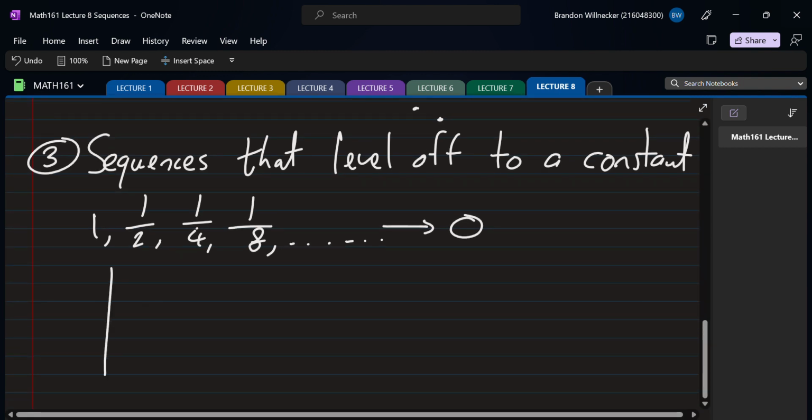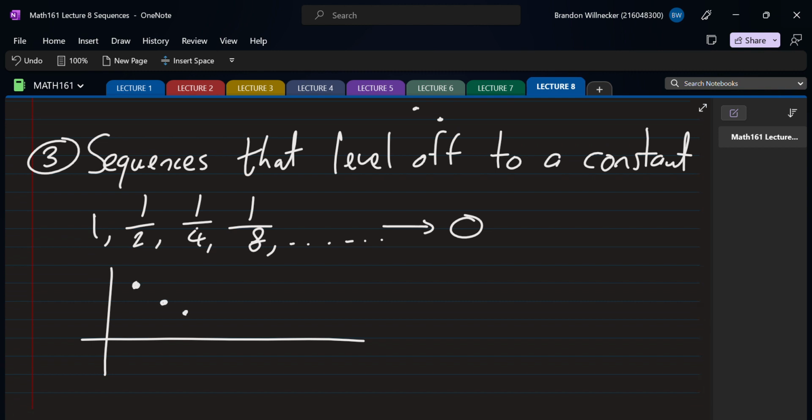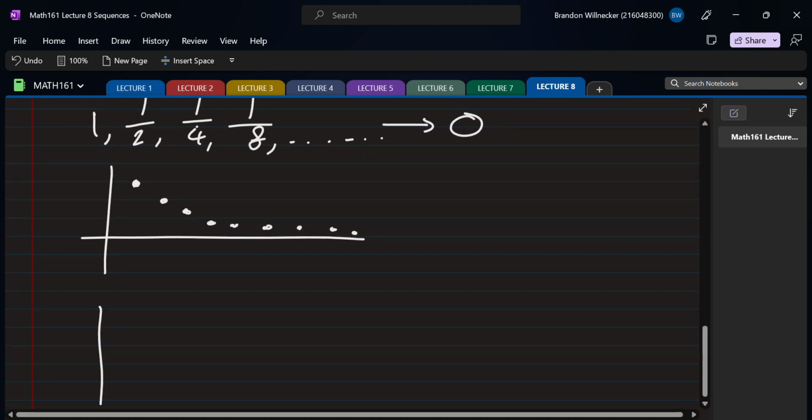If we draw a little picture of what's going on, the sequence starts off like this, and if we imagine the dots as the elements in the sequence, we see that the dots go down closer and closer to 0. So that's what we mean by level off to a constant. Of course, it doesn't have to be 0. It could be something else. We could have a situation like this, where the sequence might do something like this.